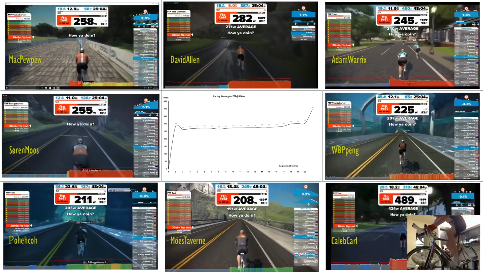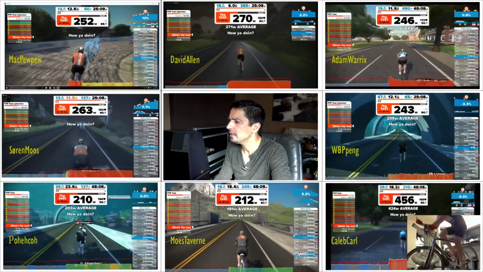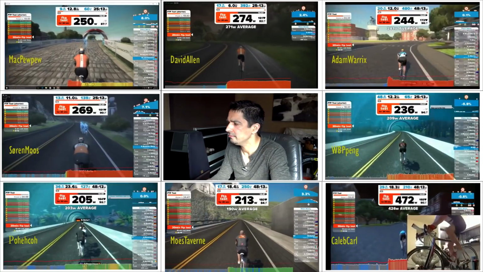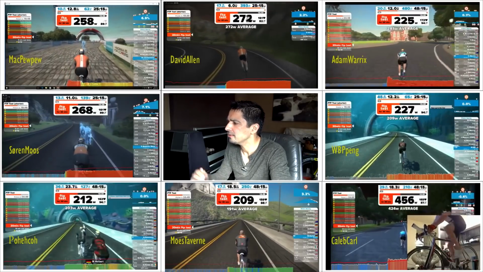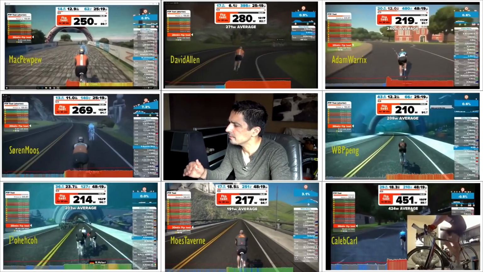Now, BP Peng's pace line is very juddery. Now that tells you one of two things. Either there's a mechanical problem, or there's a lot of inconsistency in his power delivery. If there's a lot of inconsistency in the power delivery, he's up and down a lot. Now to be fair, he's not really dropping out of zone 4.